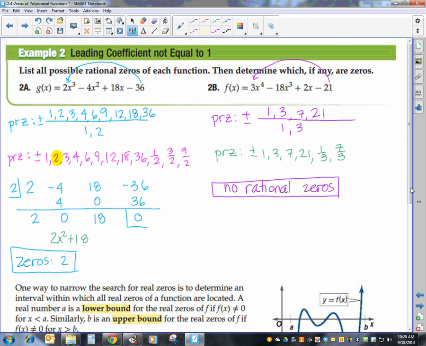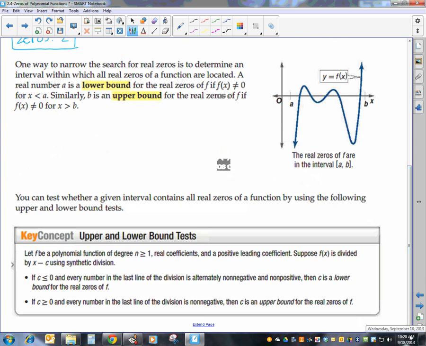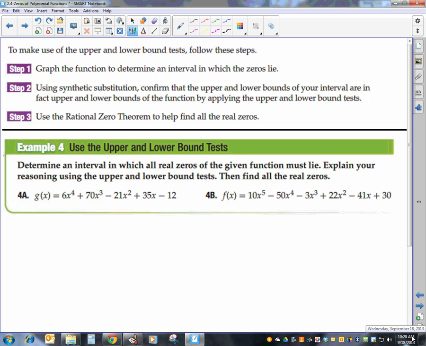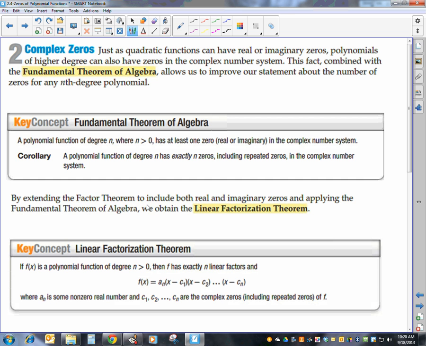Okay, these next two concepts, upper and lower bounds, we are not going to talk about. So we don't have to do those examples because we are now using a graph to simplify our process. We're also not going to talk about Descartes' rule of signs. If you want to know more about it, feel free to come see me. I'll be happy to share it with you.